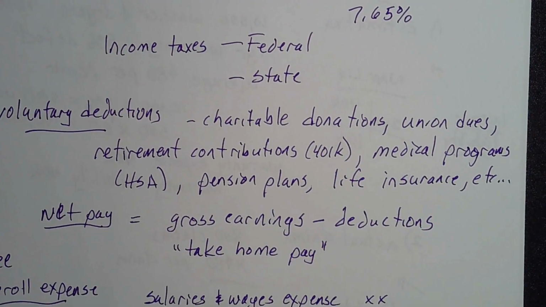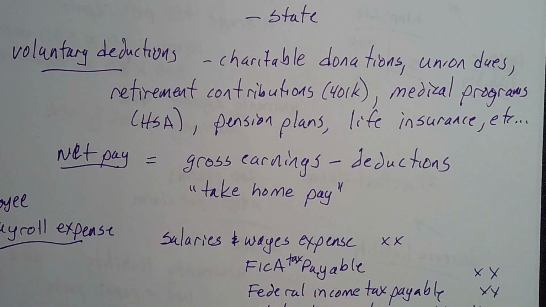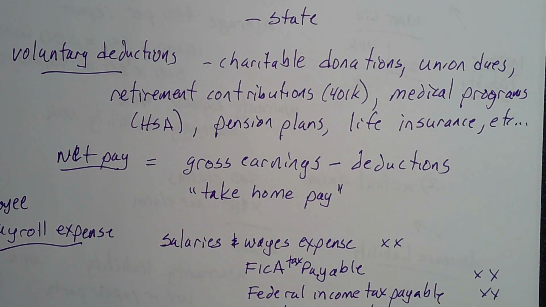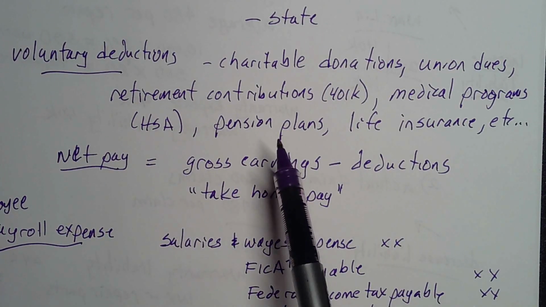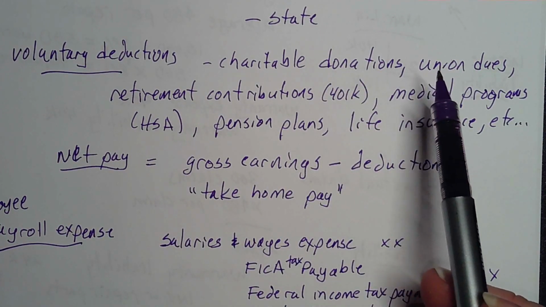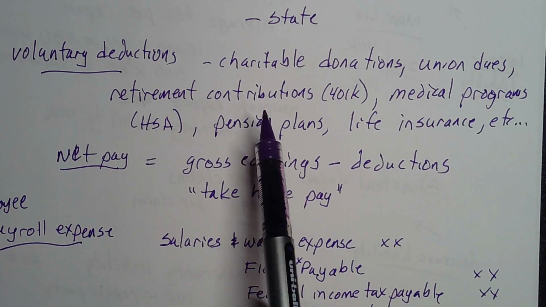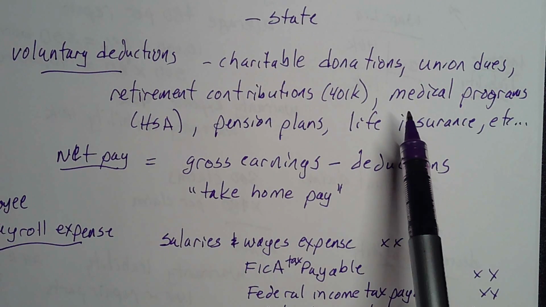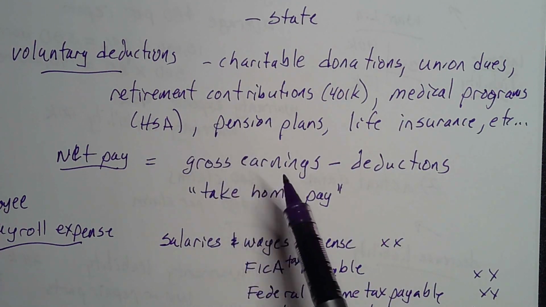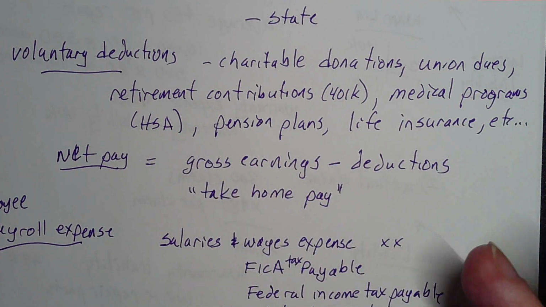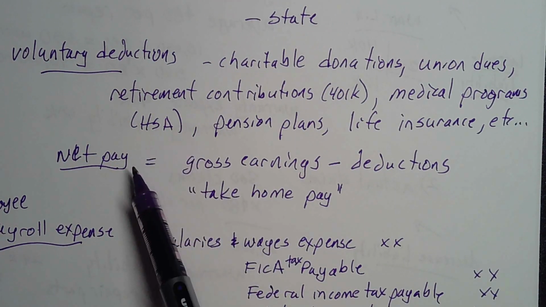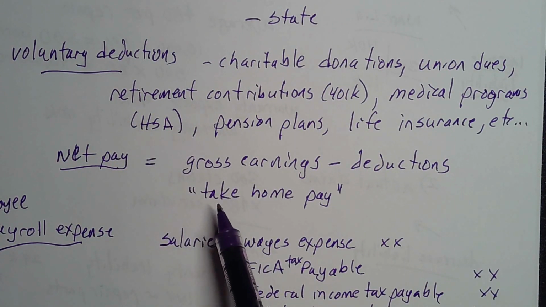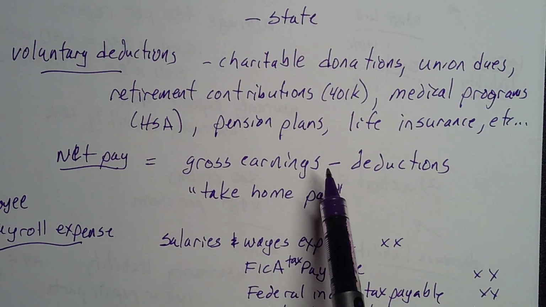There are a lot of voluntary deductions, and they're voluntary in that you don't have to do them, but by a certain point in time you recognize you need to put some money towards these things. So charitable donations, union dues, retirement contributions, that may not seem so voluntary, but it is. Medical programs like your HSA, pension plans, life insurance, those are voluntary deductions. So what is your net pay, or your take-home pay? It's your gross earnings minus your deductions.